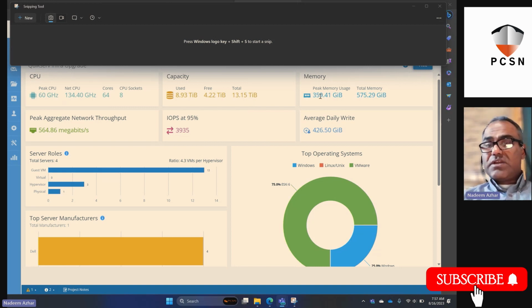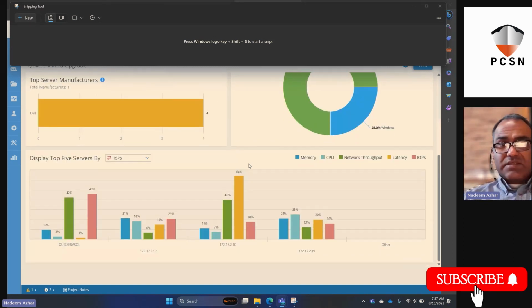The other thing is where we can see the peak memory usage. So that's also good to know, just because that way you can scale the virtual machine in the cloud appropriately. So this is what we have down here in IOPS.